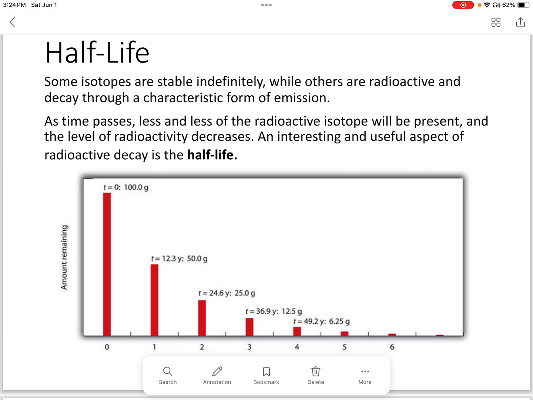This is the last video for our class, so we're going to wrap up chapter 11. And in the last video, we talked about radioactive isotopes.